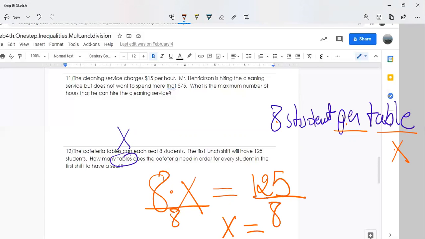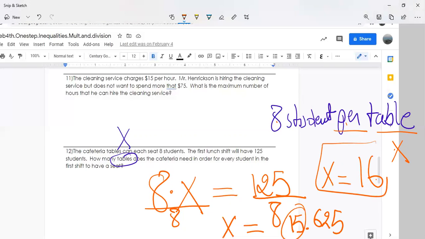So what's 125 divided by 8? It's 15.625. So 15 tables, and 0.625. Well, we need more than 15 tables. So we need 16 tables, because 15 tables is not going to be enough. So we need 16 tables, okay?